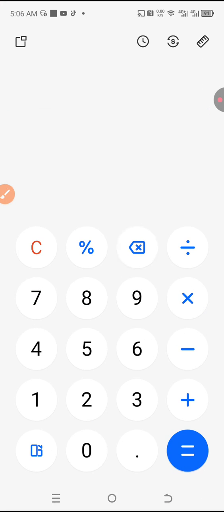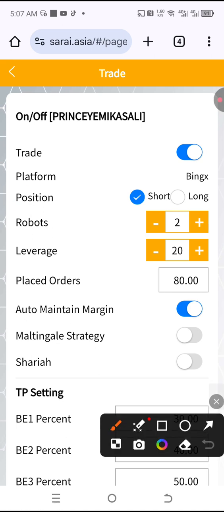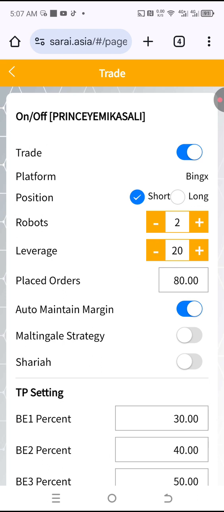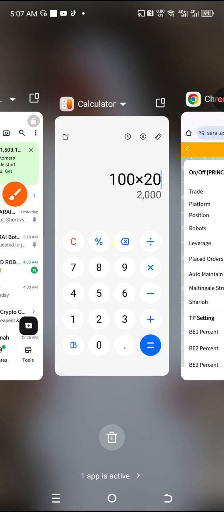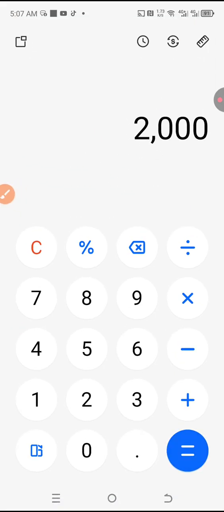Now, assuming a $100 trade, which most of us do, times 20, which is the leverage. That means you're multiplying the amount you want to trade with, not the amount you purchase the robot with. The amount you want to trade with, you multiply it by the leverage, which is 20. So we have 2,000. That simply means the maximum trade that could happen here is 2,000. Despite the fact that you have $100, the system can trade 2,000 for you.